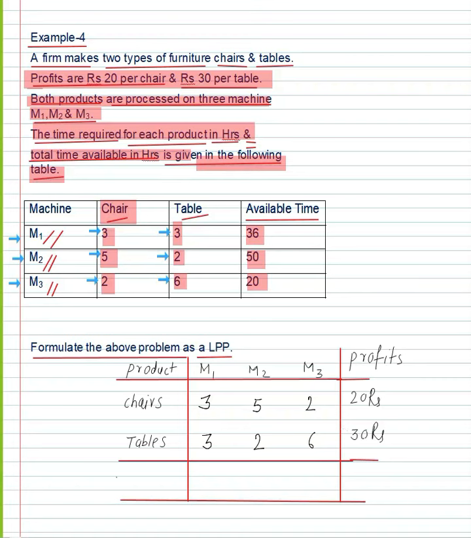And how much time is available on these three machines is given. On machine M1, 36 hours are available. On machine M2, 50 hours are available. On machine M3, 20 hours are available. So this is how we can represent the data in a tabular form.